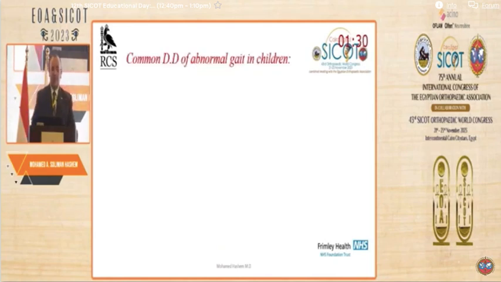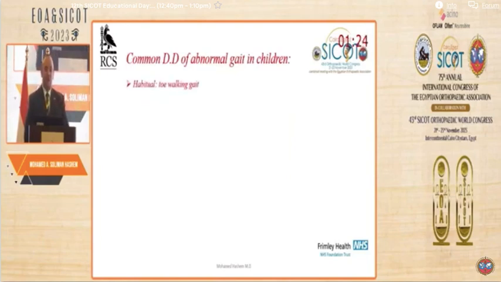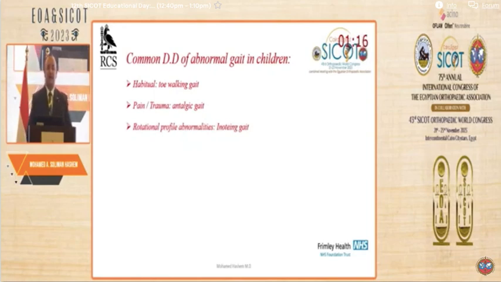So what's the common differential diagnosis of an abnormal gait in children? It could be habitual, like a toe-walking gait. It could be due to pain or trauma, the commonest being antalgic gait. It could be because of rotational profile abnormalities like the in-toeing gait. And it could be due to joint pathology like the stiff gait.